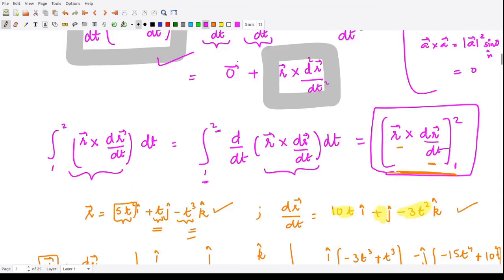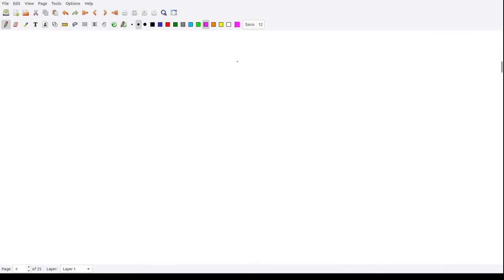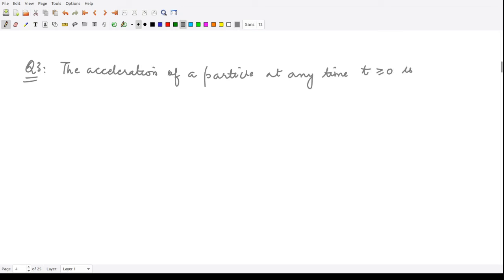Okay, let us now look at one more question. The next question is: the acceleration of a particle at any time t greater than or equal to 0 is given by the vector a equal to 12 cos 2t i cap minus 8 sin 2t j cap plus 16t k cap. So this is the given acceleration.